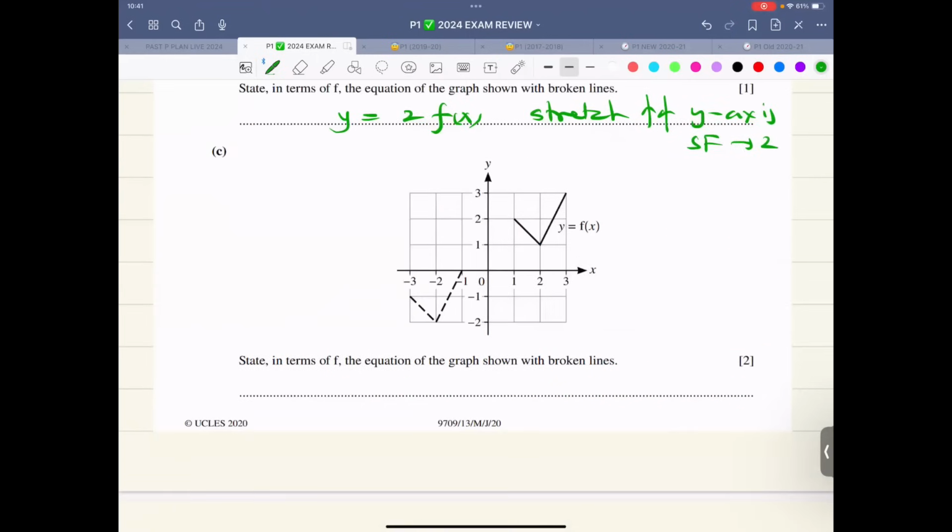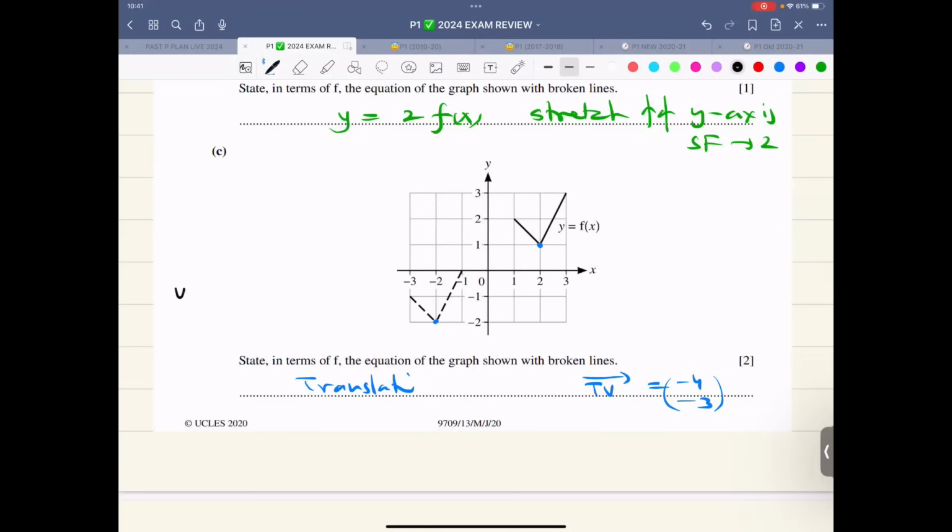Now the third one, state in terms of f the equation of the graph with the broken lines. Now this looks like translation. This is (2, 1), and this is (-2, -2). So basically, we are moving 1 unit, 2 units, 3 units, 4 units to the left, and 3 units down. So the translation vector is (-4, -3). Yes, it's a translation with the vector given, and state in terms of f. So they're not asking us to describe it, but we need the description anyway.